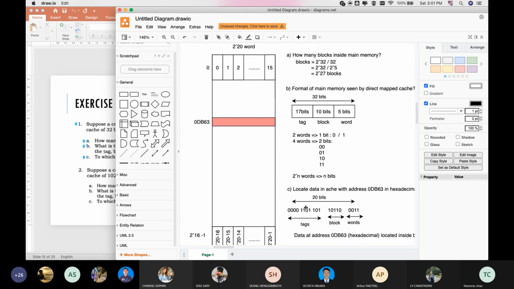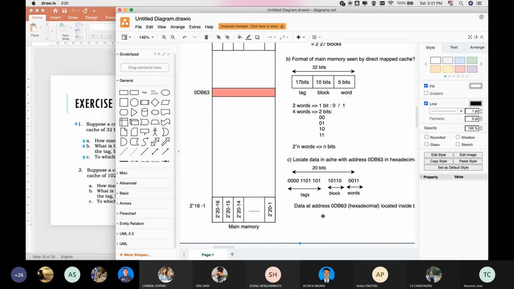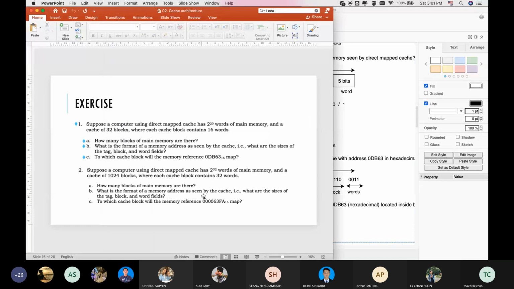So the last question here, question C. What is the address which kite block? Okay, which cache block is the address 63FA mapped to?